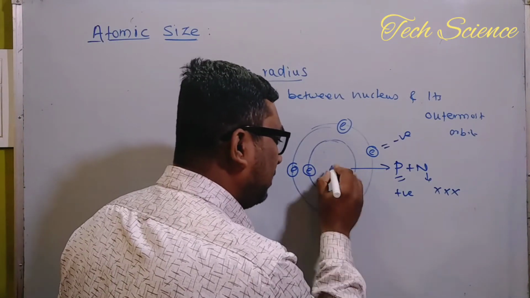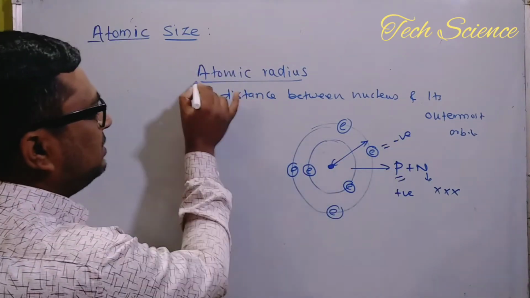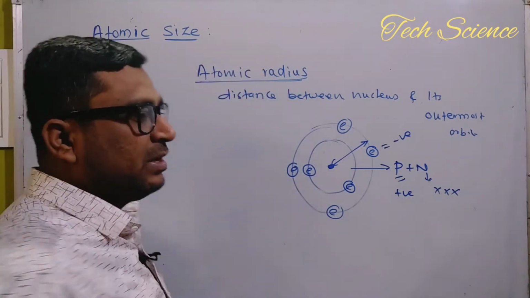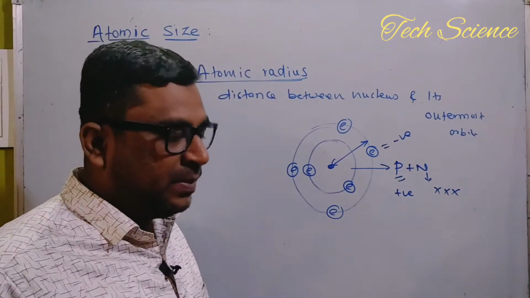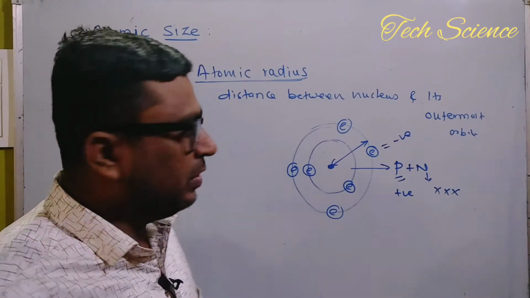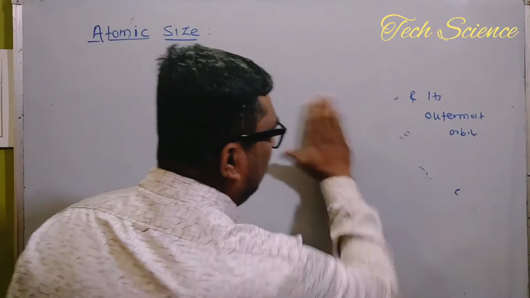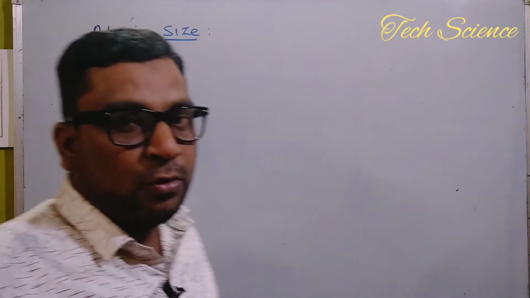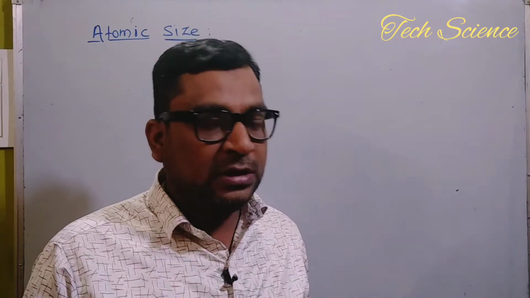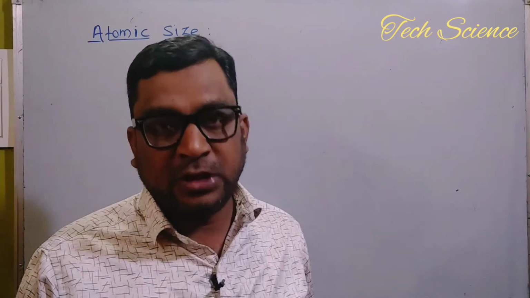For example, this is the nucleus, and this is the outermost orbit. The distance between these is the atomic radius, and on the basis of this atomic radius, atomic size is decided. Generally it is measured in picometers, a more accurate unit to measure such distances. Now, what about atomic size in the modern periodic table? We have rows, called horizontal rows or periods, and columns, called groups.